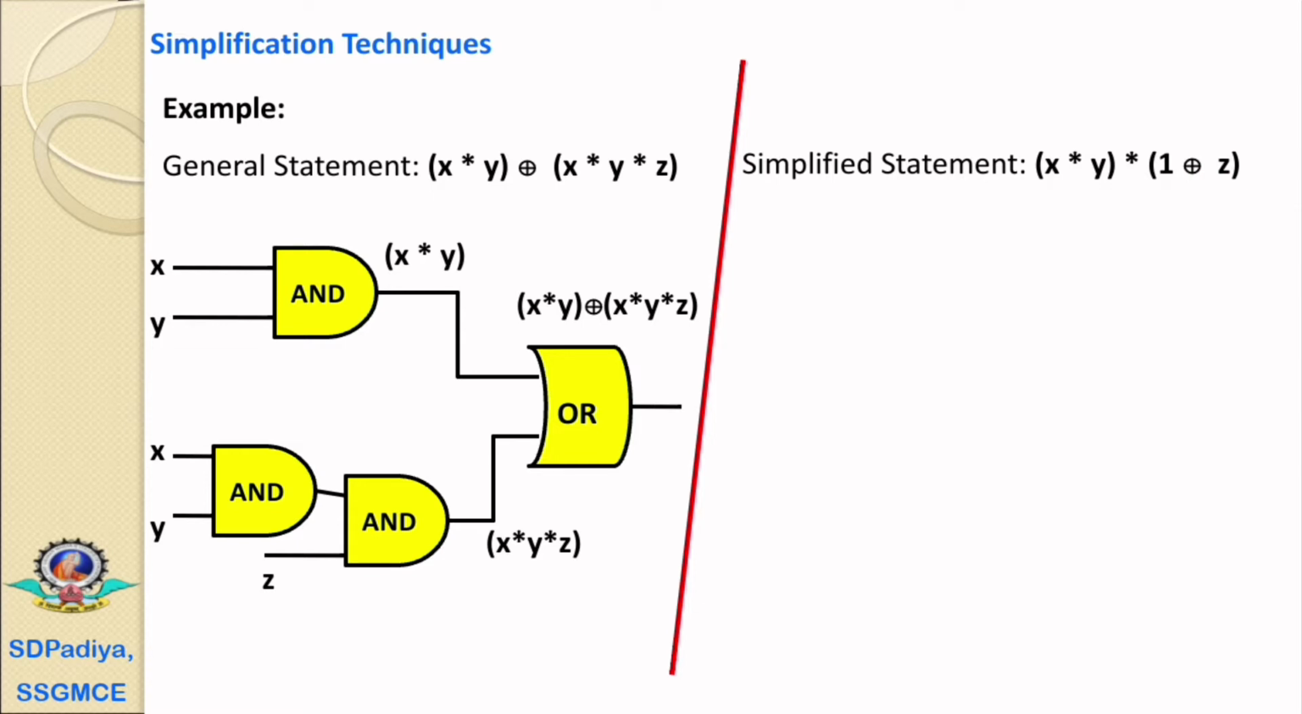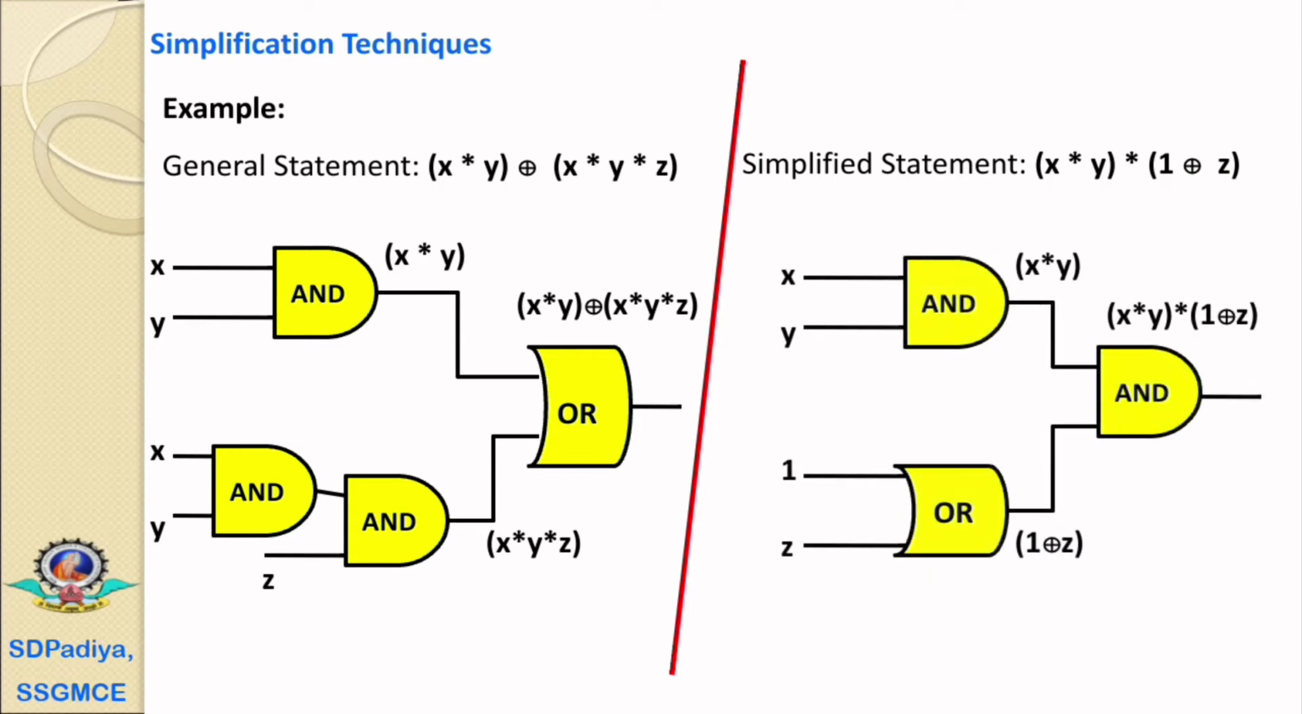Now if we design the circuit for that, we require the first AND gate that will generate x product y. We'll use one OR gate to generate 1 plus z, and then if we supply these two as inputs to the third AND gate, we'll get the output for the expression x product y, bracket product in bracket 1 sum z.